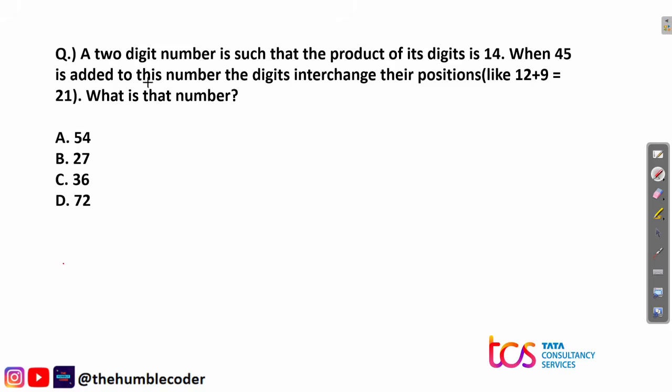When 45 is added to this number, the digits interchange their positions, like 12 plus 9 is equal to 21. Now the actual number was 12. So when it is added with the other number, the digits got changed. That is, the 12 got changed to 21. So this is what it is saying, that when 45 is added to this number, the digits interchange their positions. We need to find that number.